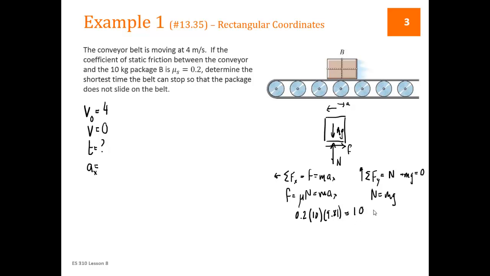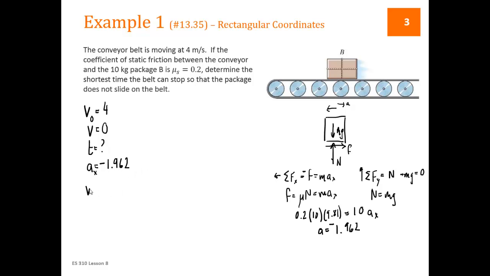The mass is 10, and the acceleration in the x direction is what we're trying to find. So we can find acceleration in the x direction of 1.962, which is negative, right? Because positive is to the left. We drew our acceleration to the right. That would make F negative as well. All right. So now our acceleration over here on the kinematic side is 1.962.